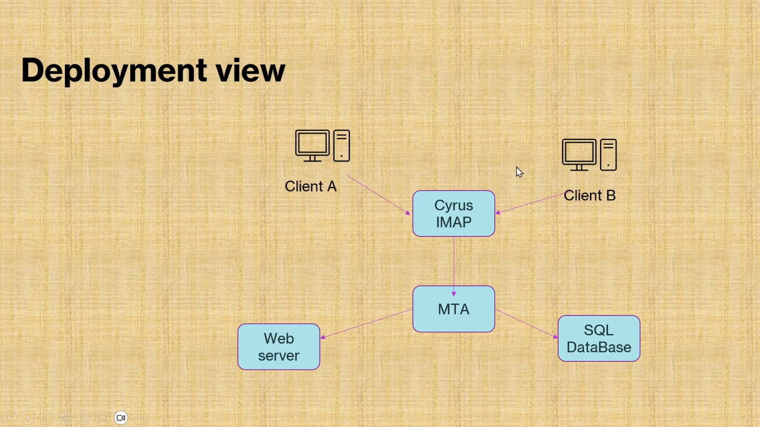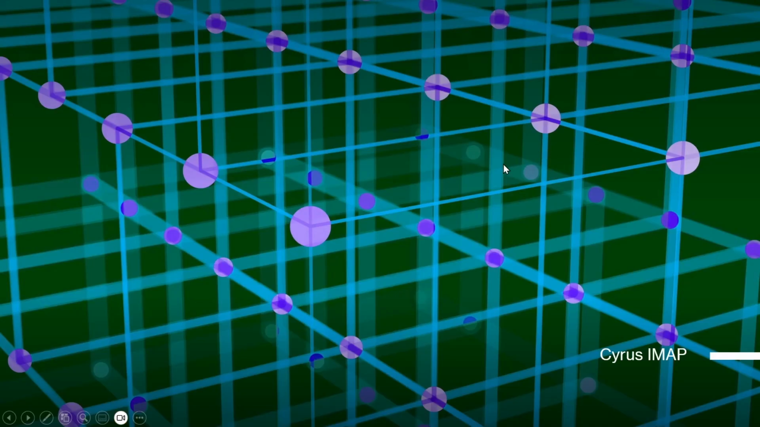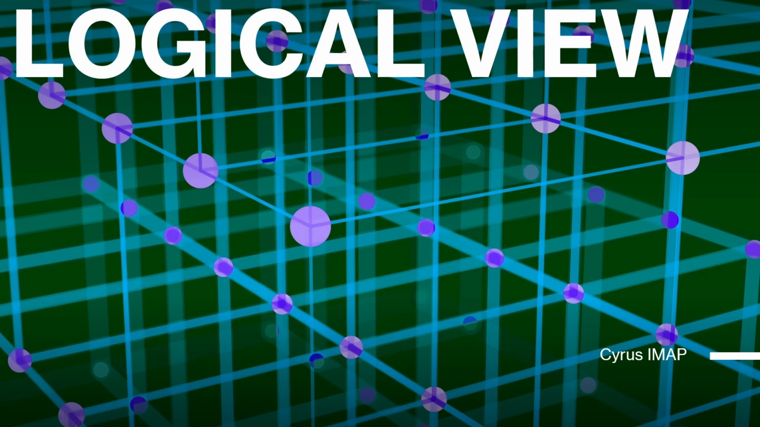And for the deployment view, this is a brief diagram that shows how the system works. Next, we are going to talk about the logical view.